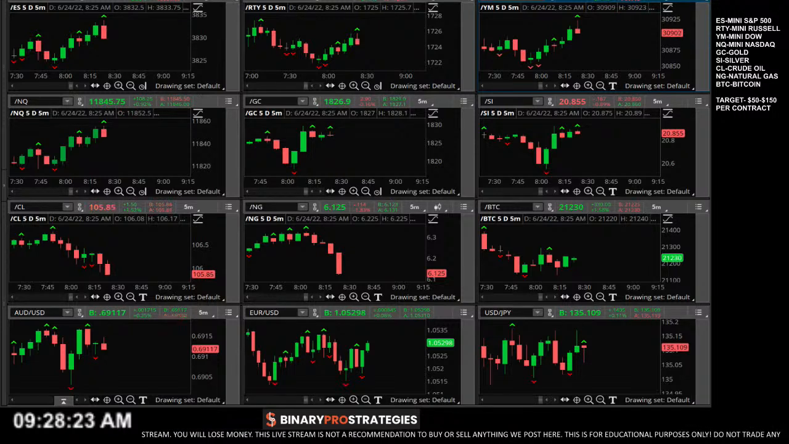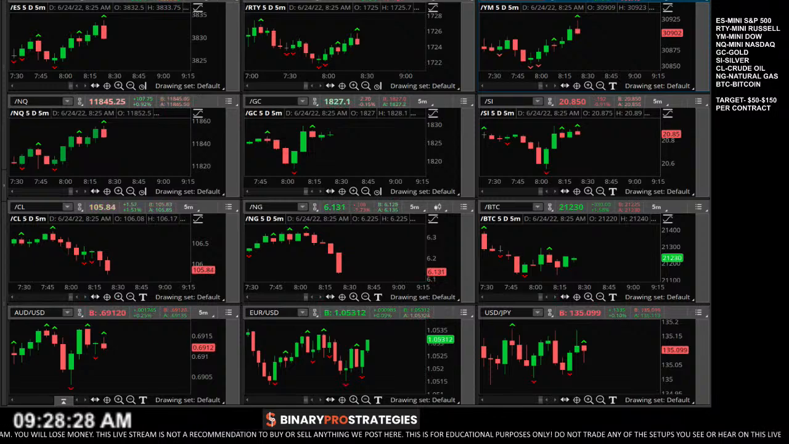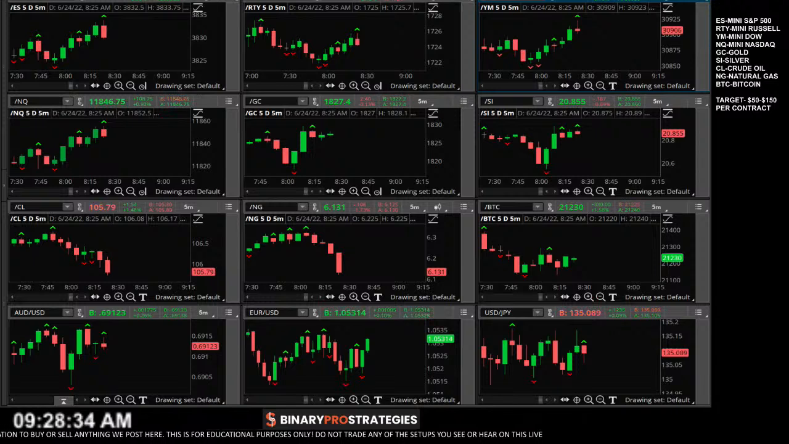Once again, these are the symbols that we're trading here. Top right-hand corner: if I mention ES, I am talking about the mini S&P, RTY for Russell, YM for mini Dow, and NQ for the mini Nasdaq. That is going to be my focus as we get closer to the opening here on the Dow.